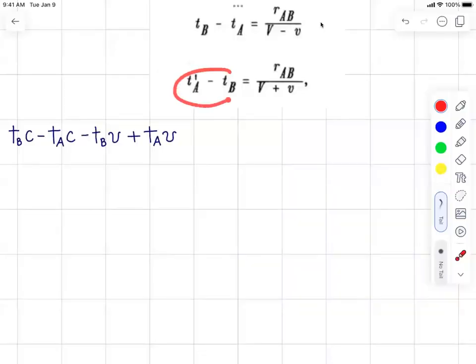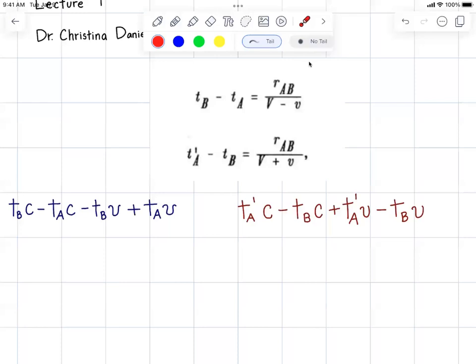Next, I'm going to do the same thing for the left-hand side and the denominator. All right, so when you do that, you end up with a positive TA prime times this positive C, remember capital V is C, minus TB times C. And now we just need to distribute this lowercase v to both TA prime and negative TB. So we have done the necessary foiling.